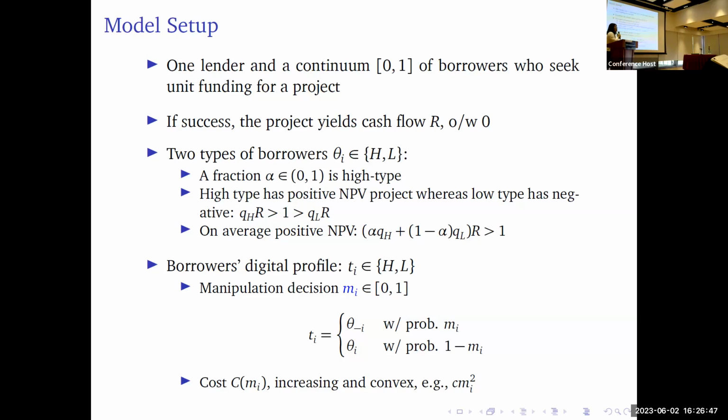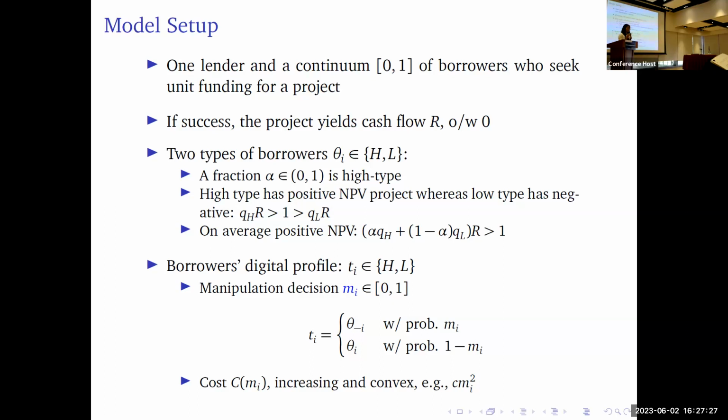Now, there is some basic information asymmetry between the lender and the borrowers. There can be 2 types of borrowers, either high type or low type. They differ in terms of their project's success probability. For the high type, a fraction alpha of the borrowers are high type, and the high type have positive NPV projects, which are worth funding. And the low type only have negative NPV projects.